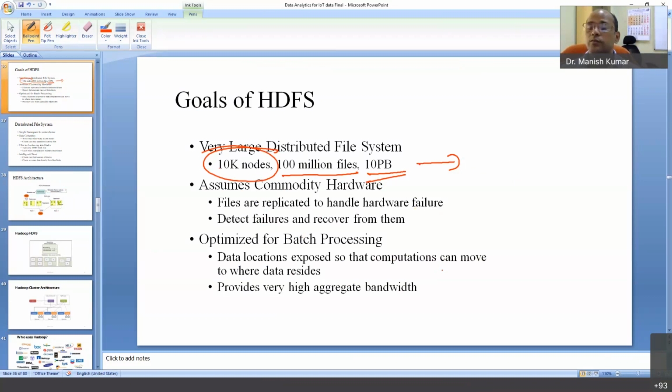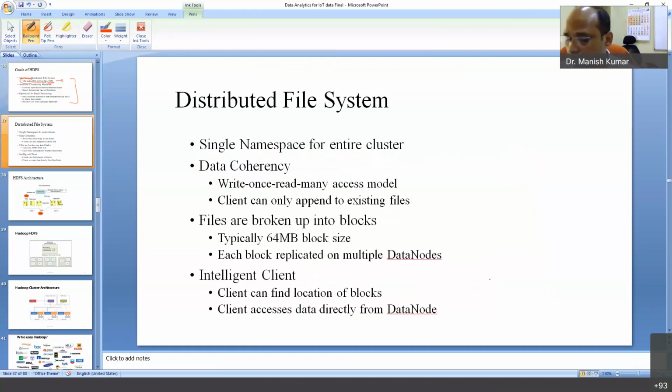So we do some sort of aggregations also. We make optimal use of bandwidth in this case. It also automatically detects failures and recovers. So it actually has a very nice environment to implement huge data processing.